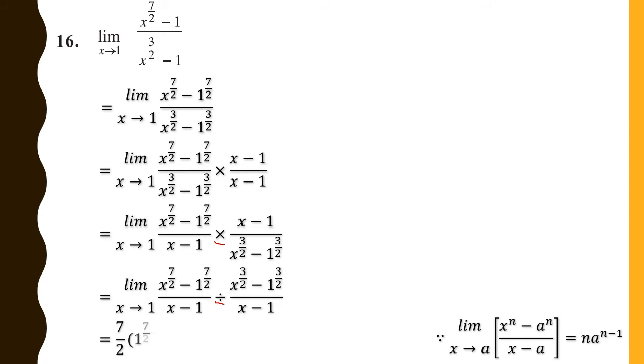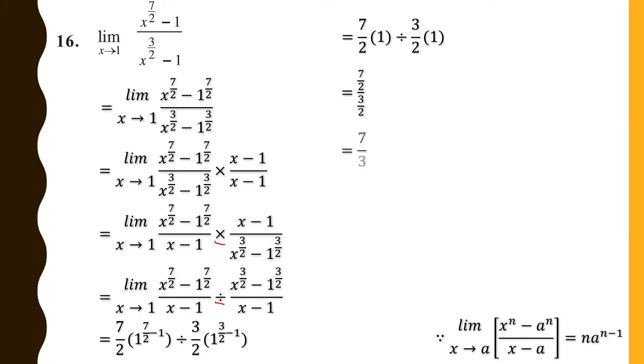So in the next step, 7 upon 2 will come forward. 1 raised to 7 upon 2 minus 1 divided by 3 upon 2 will come forward. 1 raised to 3 upon 2 minus 1. And now anything raised to 1 is 1. So just 7 upon 2 into 1 and 3 upon 2 into 1. 1 can be ignored. 7 upon 2 divided by 3 upon 2. 2 and 2 will be cancelled. So 7 upon 3 is your answer.